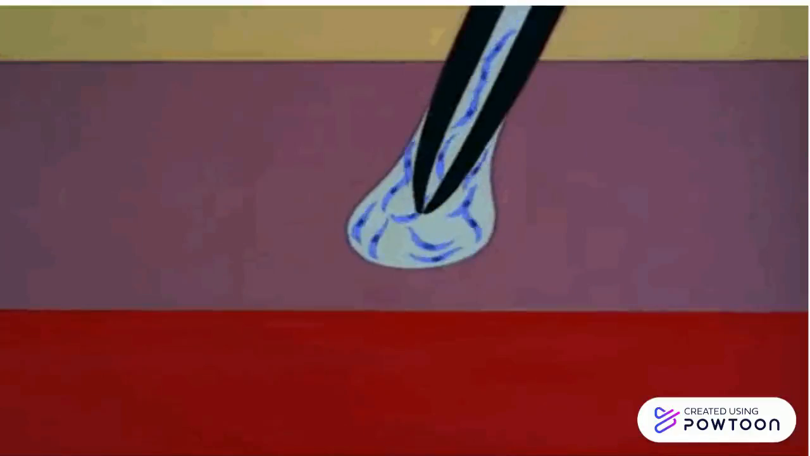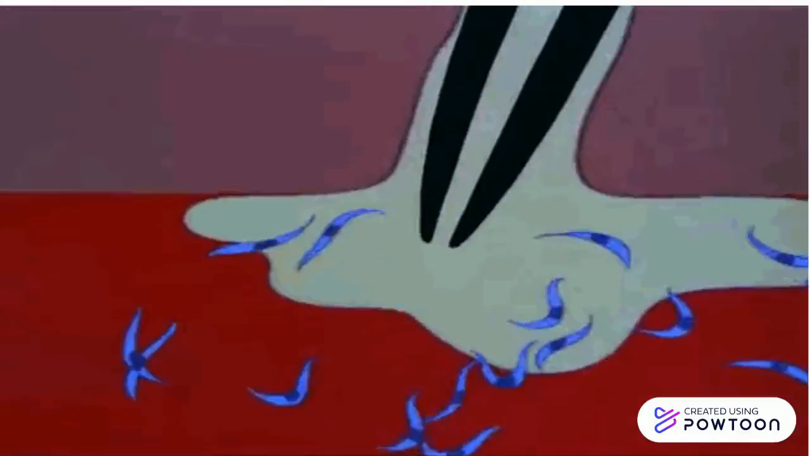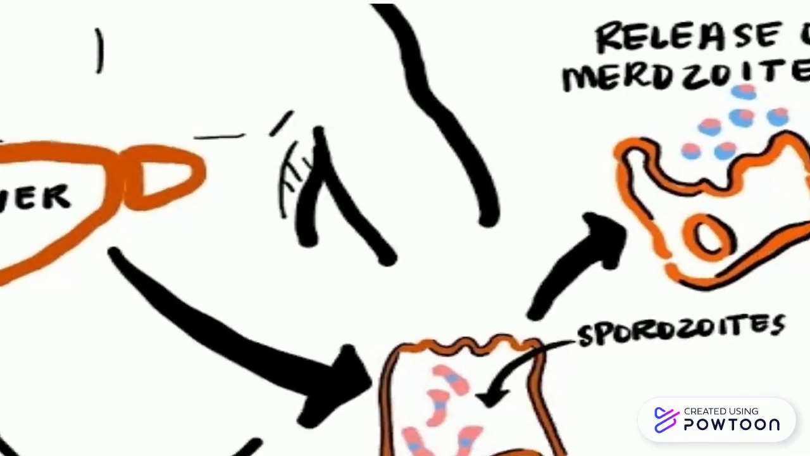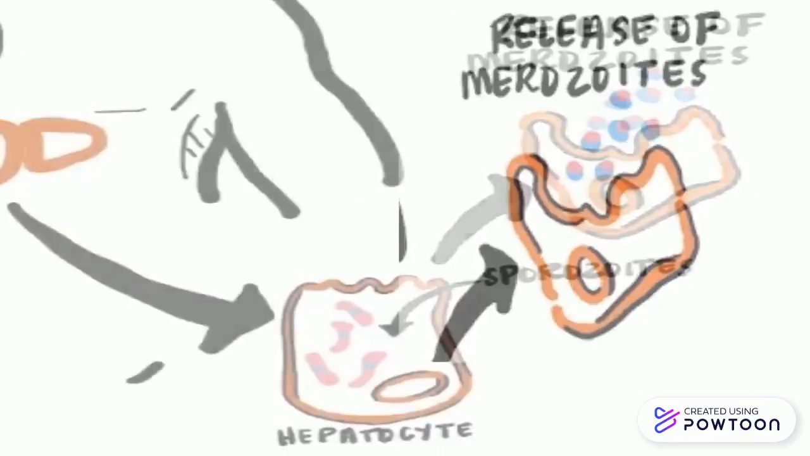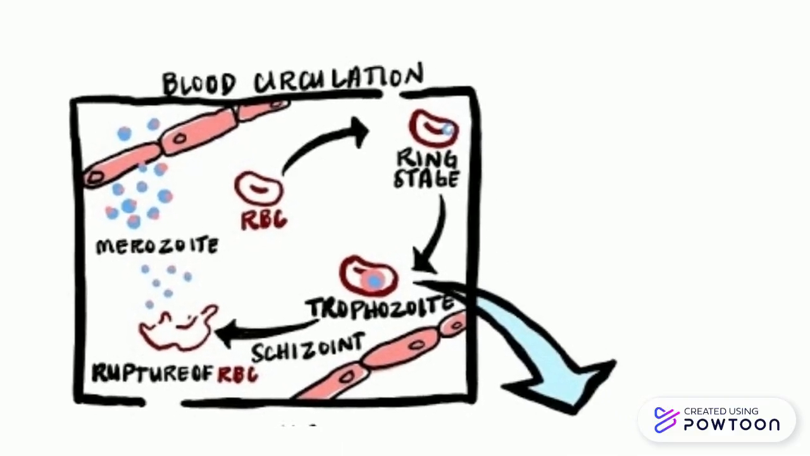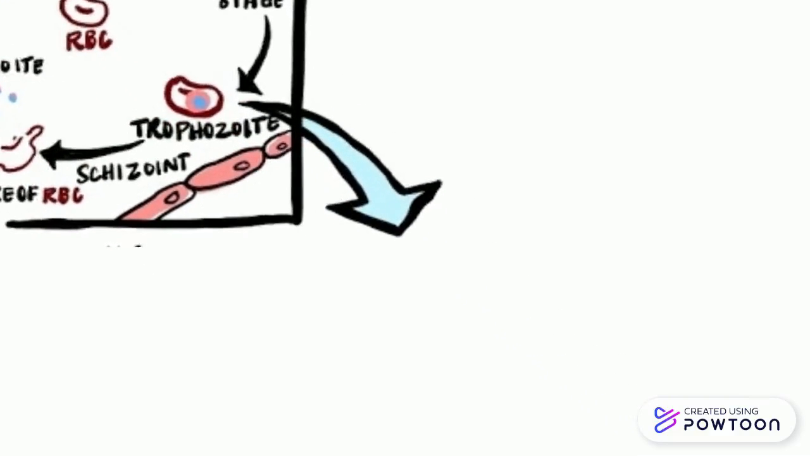When the mosquito bites, it releases sporozoites into the bloodstream and invades the liver cells. In the liver, these sporozoites mature into schizonts and eventually rupture the liver cells, releasing merozoites that enter the blood circulation. The released parasites will now invade red blood cells, in which clinical manifestations will appear.